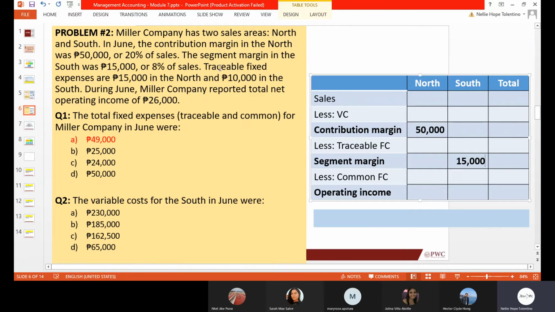Mamaya na yung mga percentage. Traceable fixed expenses are 15. Traceable fixed, 15. So, ilalagay mo dito. And 10,000 kay South. Same na traceable fixed cost. So, dito ang kay South, 10,000. Tapos, during June, Miller Company reported total net operating income of 26. So, meron ka ng bottom line. Pero iba yung tanong.